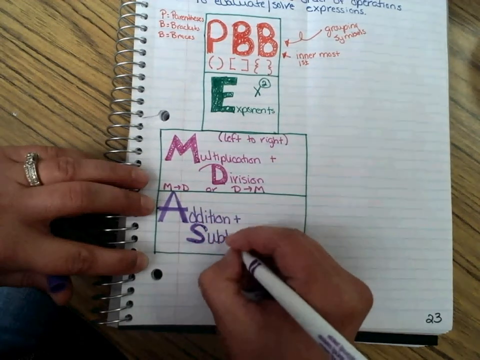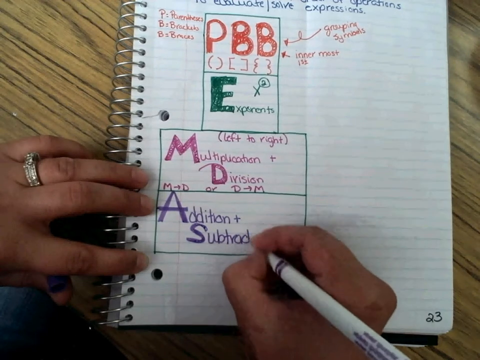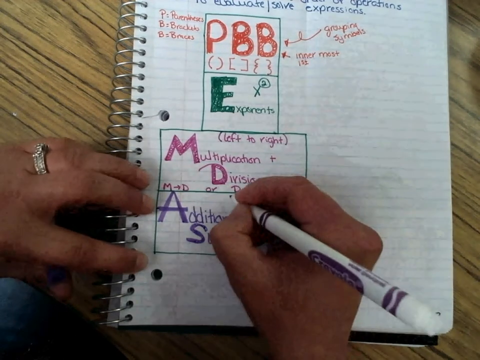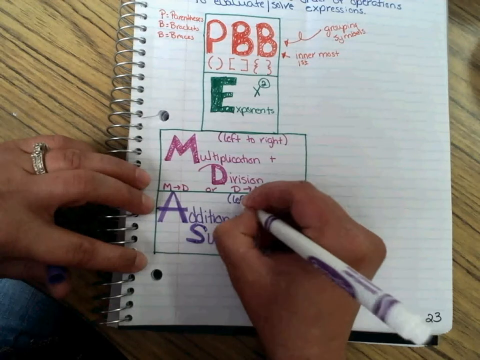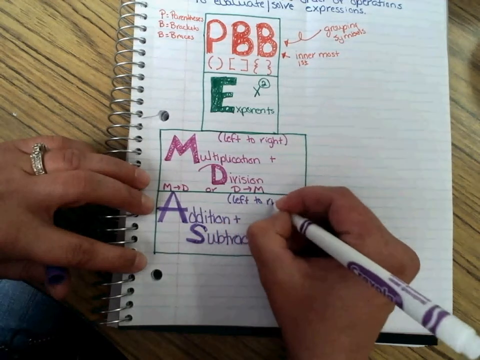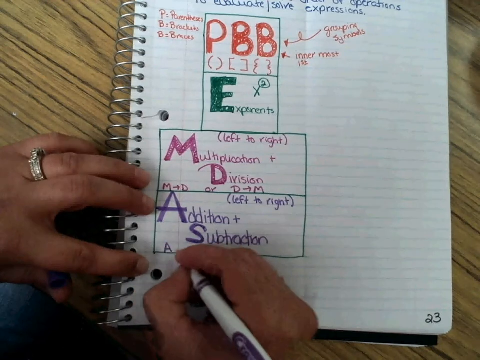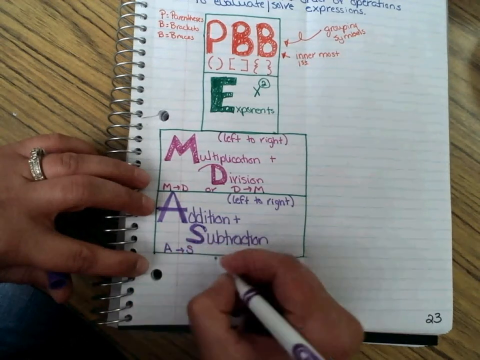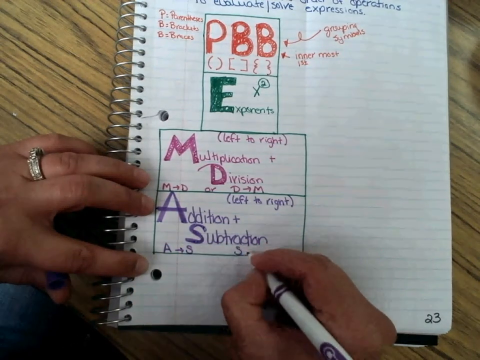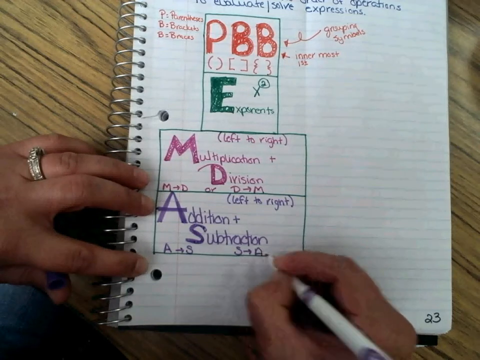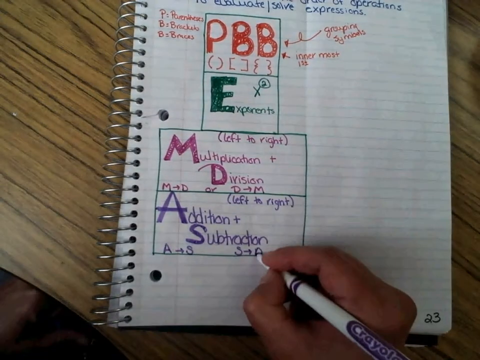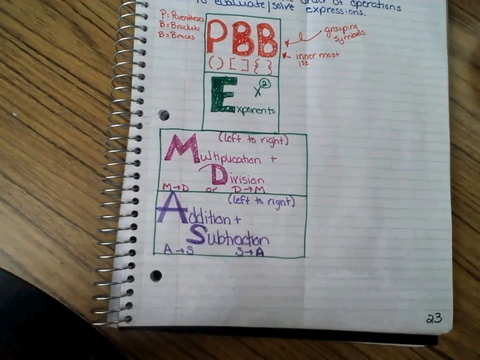And subtraction. And again, it's from left to right. So if we see addition and then subtraction, that's how we work it. Or we see subtraction and then addition, that's the way we work it. So remember, order matters here.